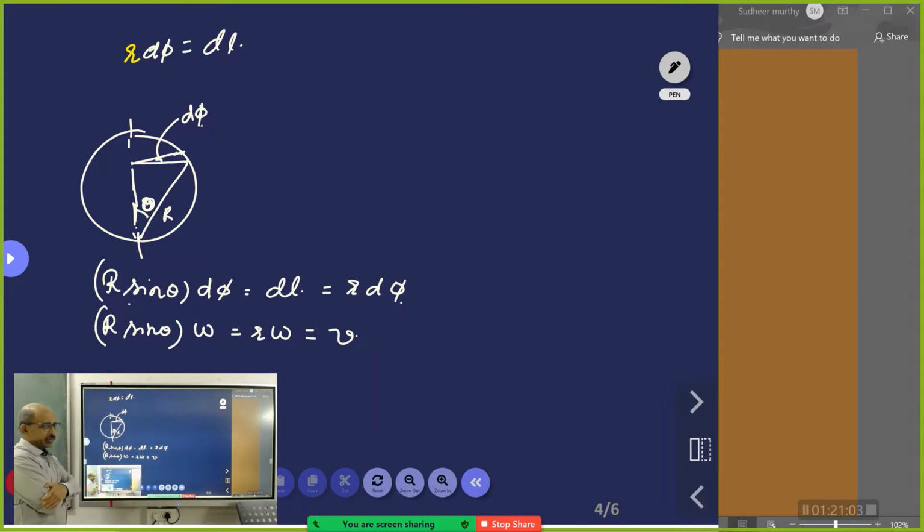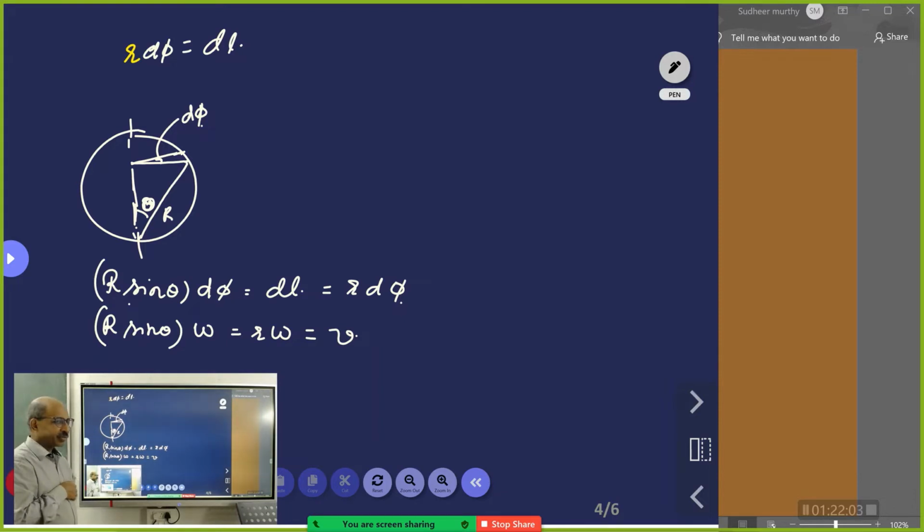Have you come out with some solution there? Yes, sir. So, d phi and d theta. d phi is that in the circle, a small angle, very small. Theta will always be constant because that is r. And r sine theta will be nothing but the radius in that circle. So it's correct, sir.